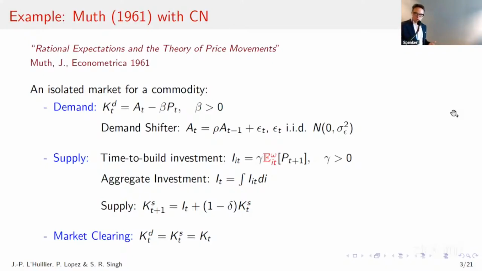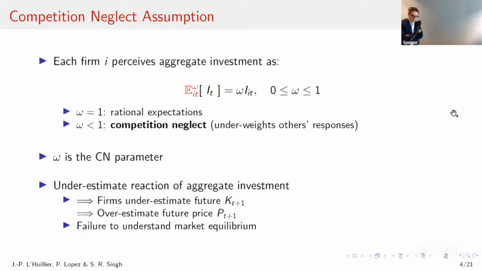All right, so what is the competition neglect assumption? The competition neglect assumption embodies the idea that firms underweight the responses of other firms. So each firm i perceives aggregate investment as, so the distorted expectation of aggregate investment is equal to omega times your own investment, where omega is between 0 and 1. Omega equal to 1 means rational expectations. Omega strictly smaller than 1 means competition neglect. So the firm is underweighting the responses of other firms. Omega is the competition neglect parameter.